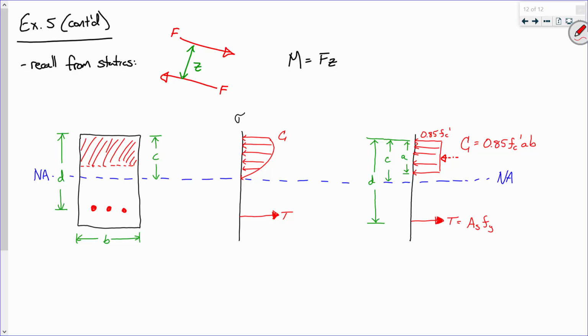So which force should we use, C or T? It doesn't matter because C equals T, right? Now, I'm lazy, so which one should I use? T. I only have to multiply two things together as opposed to four. So our force is going to be T, which is As fy. So there's that. Now, our moment arm. How far is it symbolically from this force to that force?